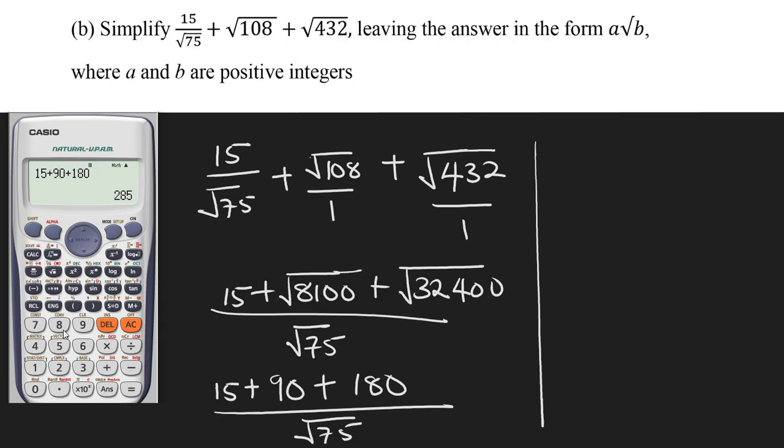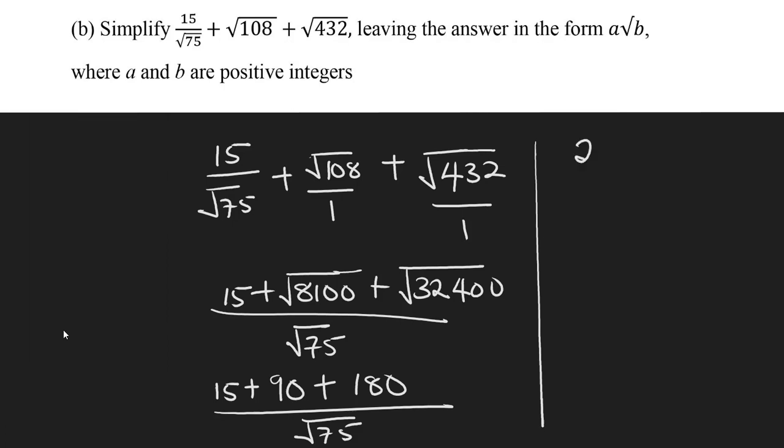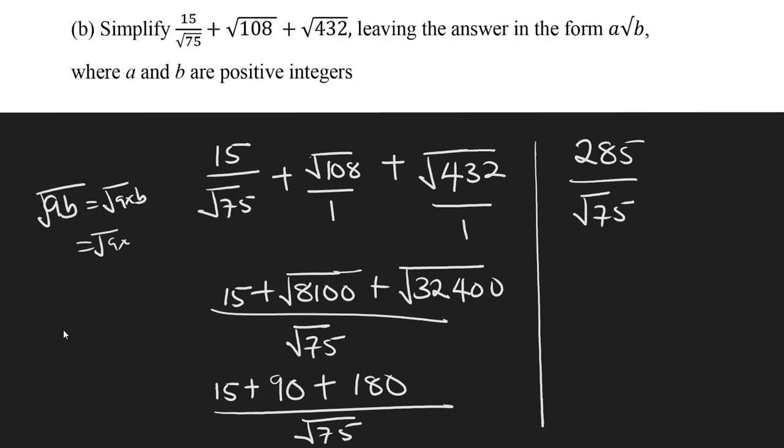We have 285. So we're going to have 285 over root 75. So now simplifying the root, remember that in mathematics, whenever we have the root of AB, it is the same thing as saying root A times root B, right? So we're going to use that.